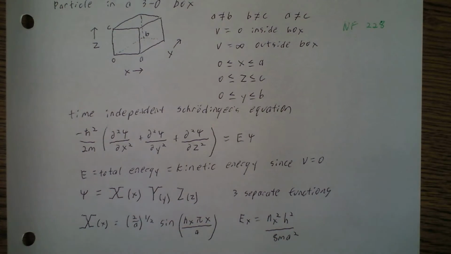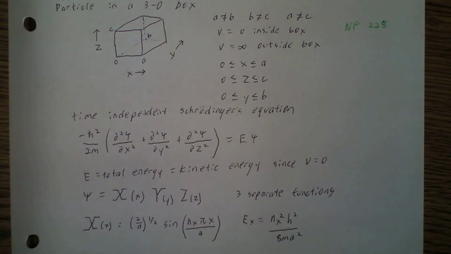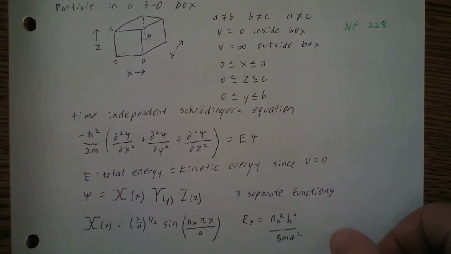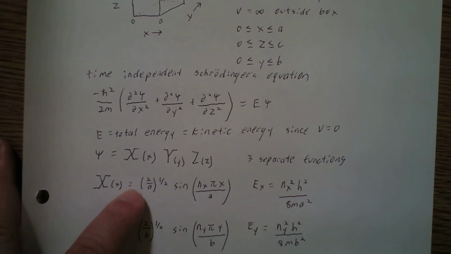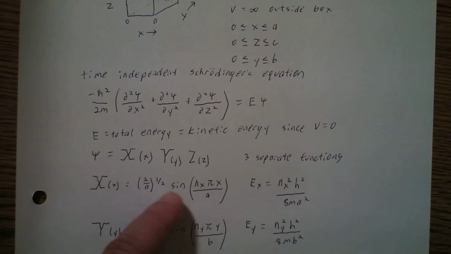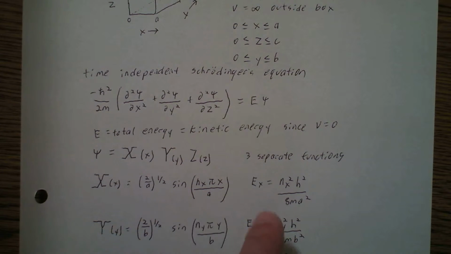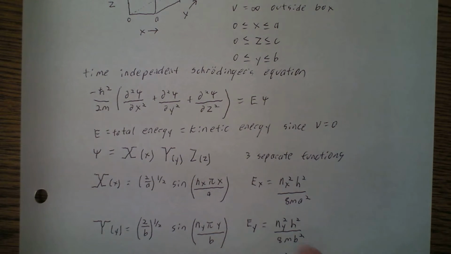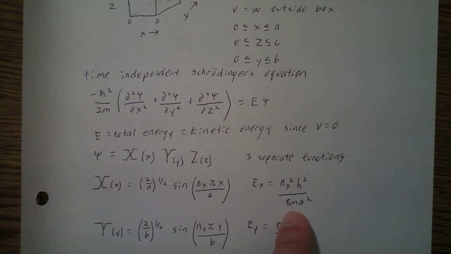So we have psi is equal to this capital X function of x, capital Y function of y, this capital Z function of z. So we have three separate functions. So we're going to have X of x is equal to the square root of 2 over a times sine of n of x times pi times x over a. And then, so energy in the x is going to be equal to n of x squared times h squared over 8ma squared. And then for y, it'll be the same thing.